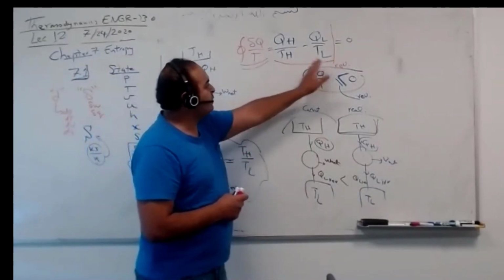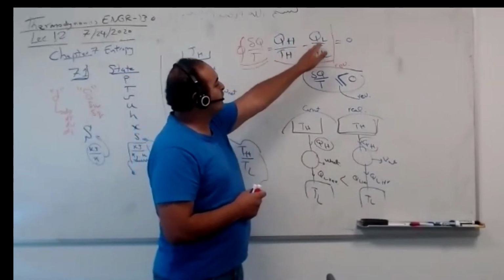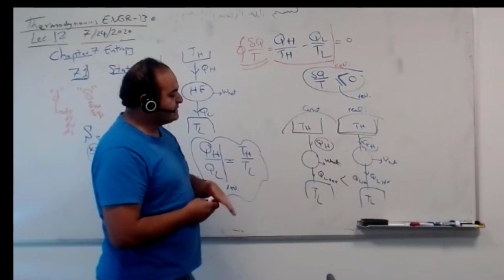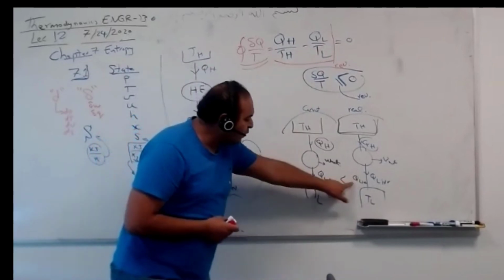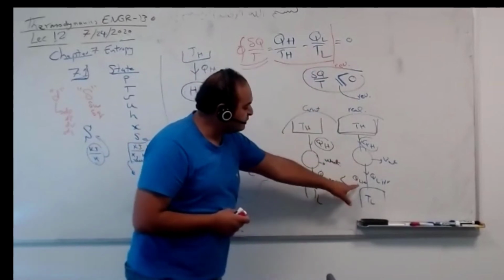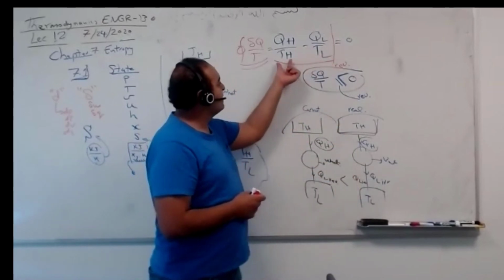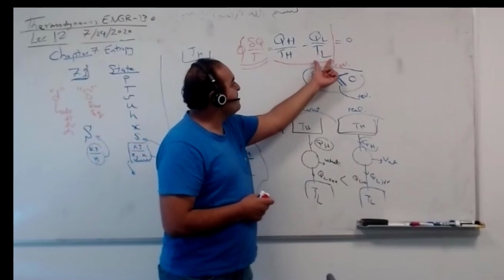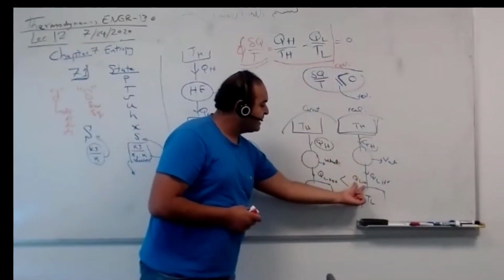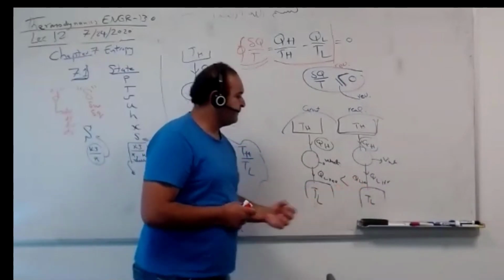So if it's reversible, Q high over T high minus Q low over T low is equal to 0. But Q low irreversible is greater. So this term, in terms of irreversibility, is bigger. Something minus something, and this something here, irreversibly, is bigger.